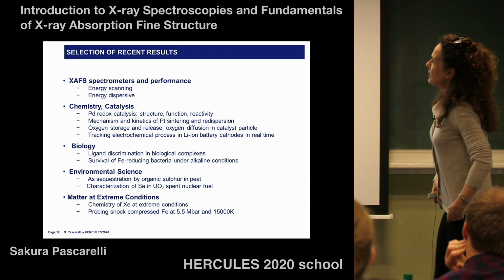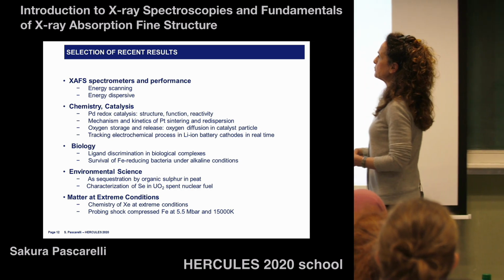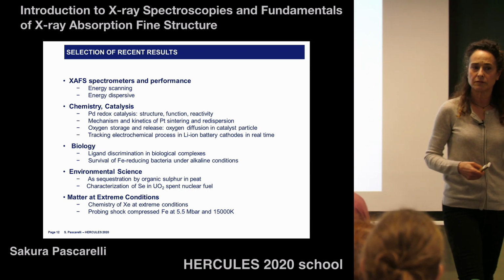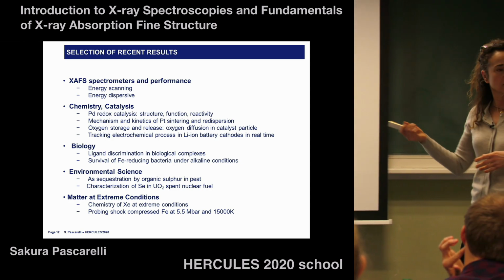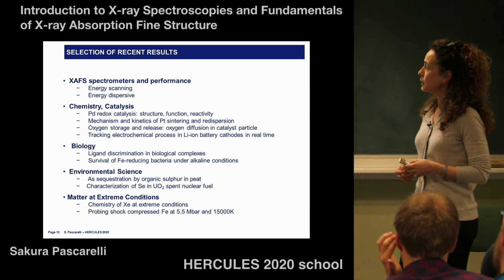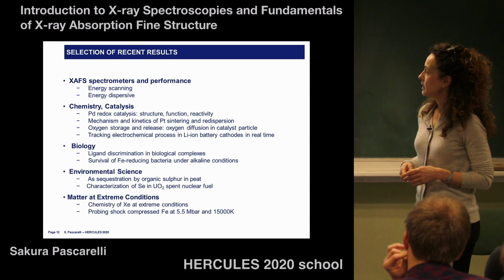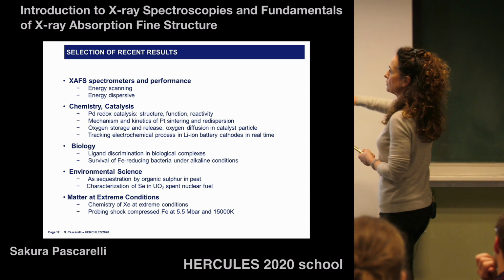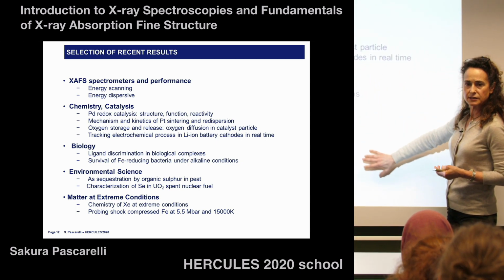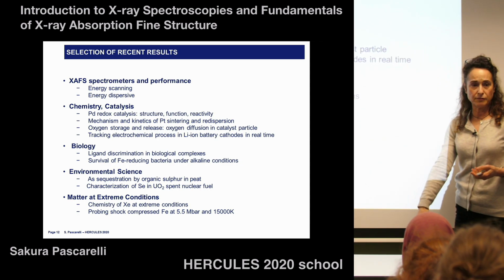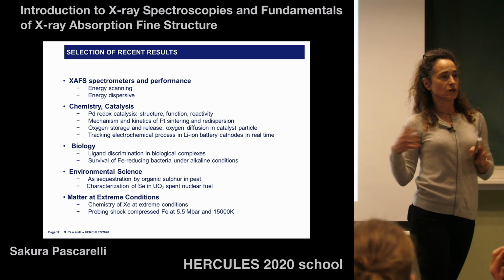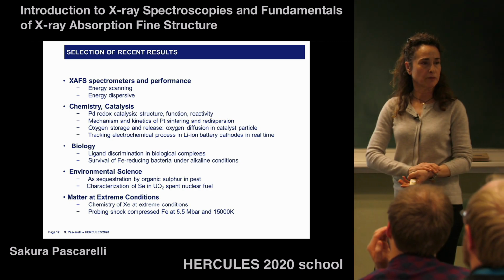So I will start by saying a few words on the different kinds of spectrometers that we have here, also at other synchrotrons. Okay, we have energy scanning or energy dispersive spectrometers. And then I have put together a number of examples. I'm maybe not going to show all of them, but I will stop at some point when we have to stop.